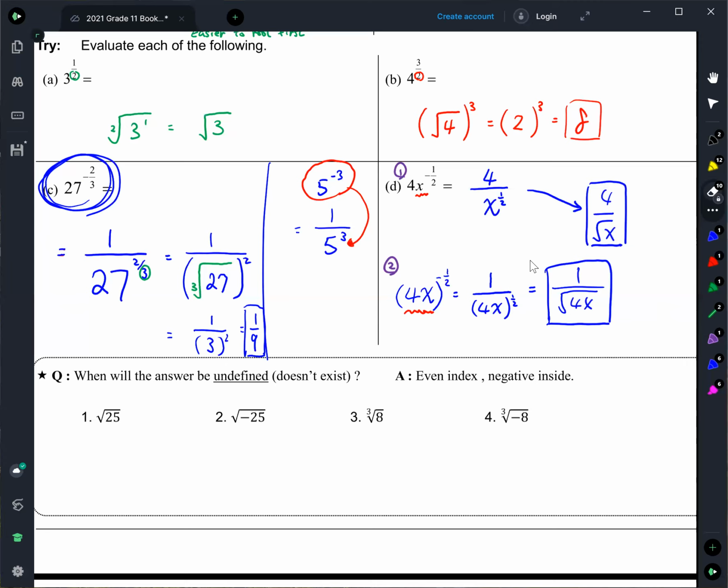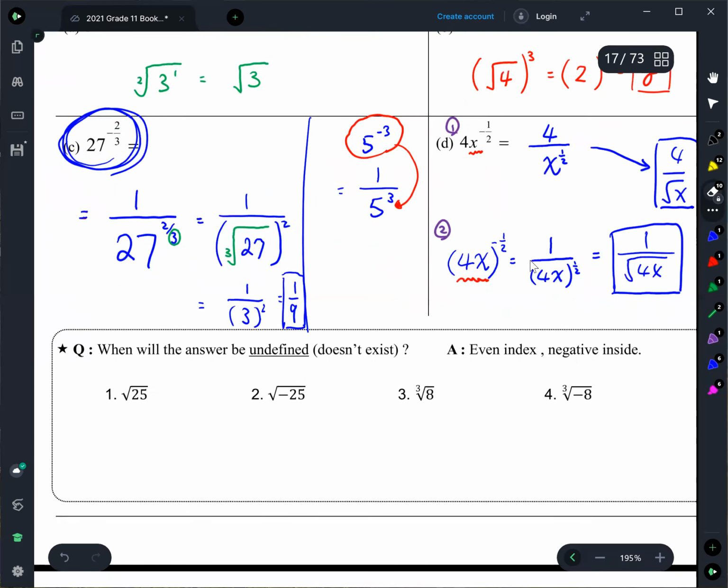Okay, so before everything, today we're going to evaluate. Evaluate means find the final answer, so there's no more variables, right? In the last homework, you have a mix of variable and numbers. So when you just have numbers, sometimes you can get the answer, sometimes you get undefined. Okay, so here we're gonna talk about when you will get undefined. So we have 4 examples at the bottom.